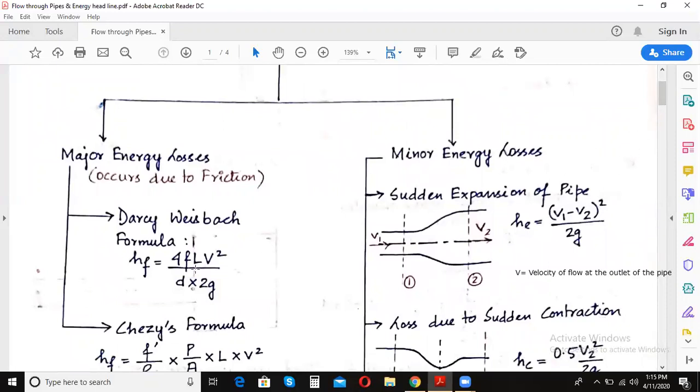The major energy losses mainly take place due to the friction or the resistive forces generated inside the pipe and the fluid flow, whereas minor energy losses take place due to certain bends, contraction or expansion of pipes, as well as pipe fittings.